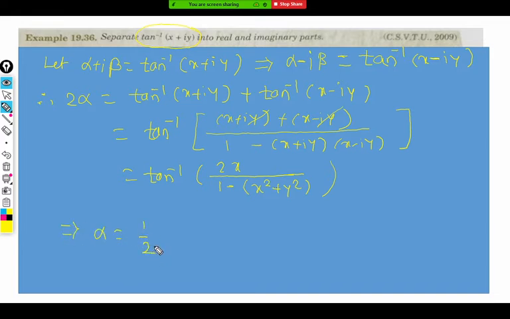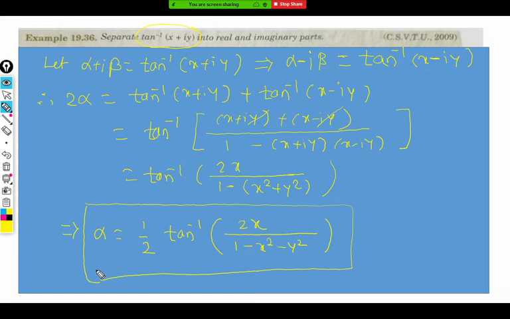1 by 2 times tan inverse of 2x divided by 1 minus x square minus y square, and that is the end of the question. We got a real part. This is a real part, but one more thing is there. We have to find out beta also.